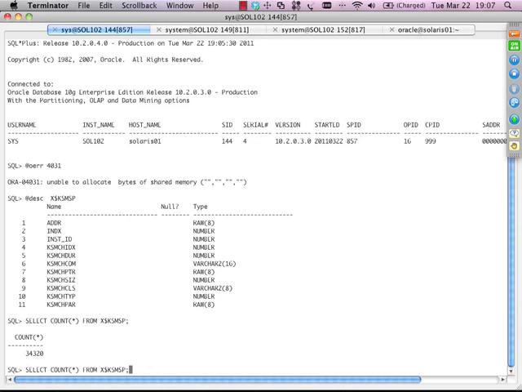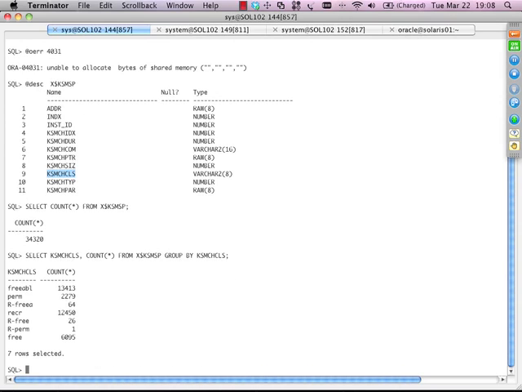What I would really want to know is, are these chunks free or are they used for something? So luckily there is a column called class. KSMCH class, CLS, means kernel service memory chunk class. All right, so when I run it like that, I see the number of chunks of memory in the shared pool. And I see that 6,000 chunks are free. Also 26 more chunks are also free, but they reside in a special area called the reserved area.